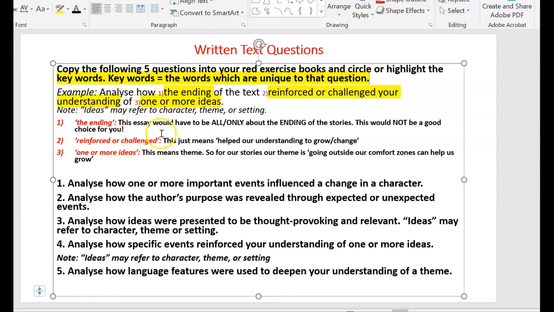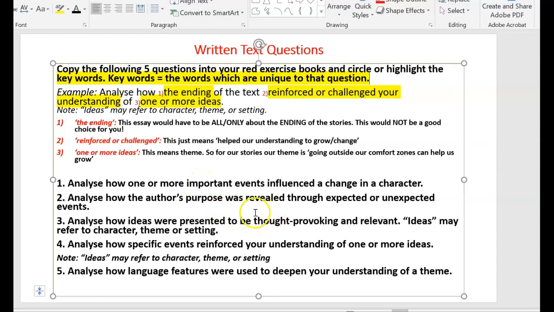And then finally, one or more ideas. Does that mean you only write about one? No. You can write more than one. Do you have to write more than one? No. You can write one. So our theme for His First Ball is going outside our comfort zones can help us grow. Now, this is a good first theme if you want to do both The Red Sari and His First Ball, and I'm going to explain a little bit why in a minute.